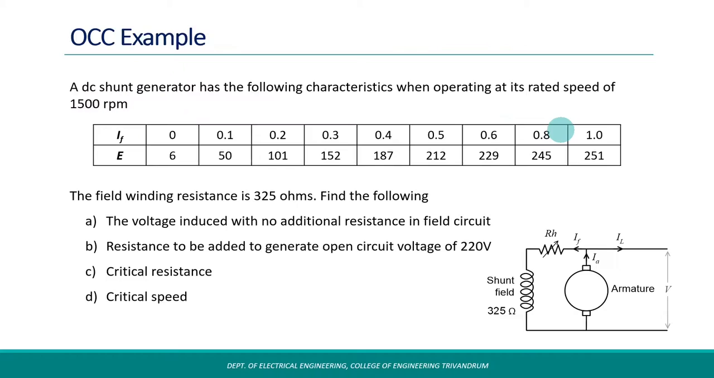We shall see an example problem for the DC generator. The DC shunt generator has the following characteristic when operating at its rated speed of 1500 RPM. The data for plotting the OCC, that is a set of field current values and the corresponding generated voltage, is available. The field winding resistance is given as 325 ohms. We have to find the voltage induced with no additional resistance in the circuit. Then the resistance to be added to generate a particular voltage of 220 volts, the critical resistance, and the critical speed of the machine.